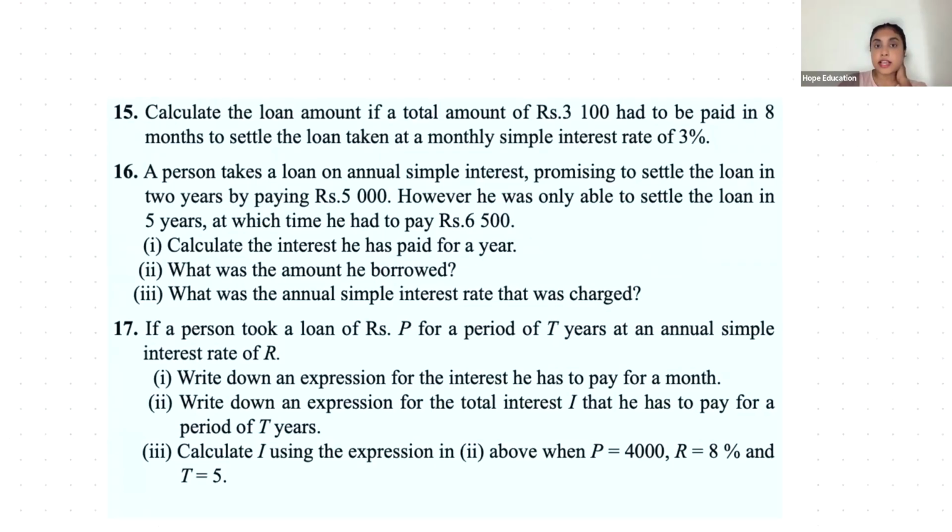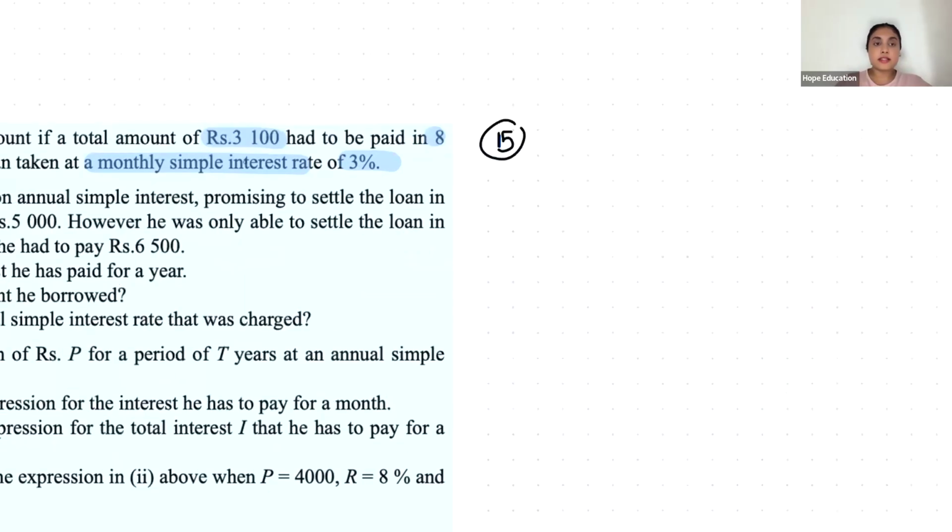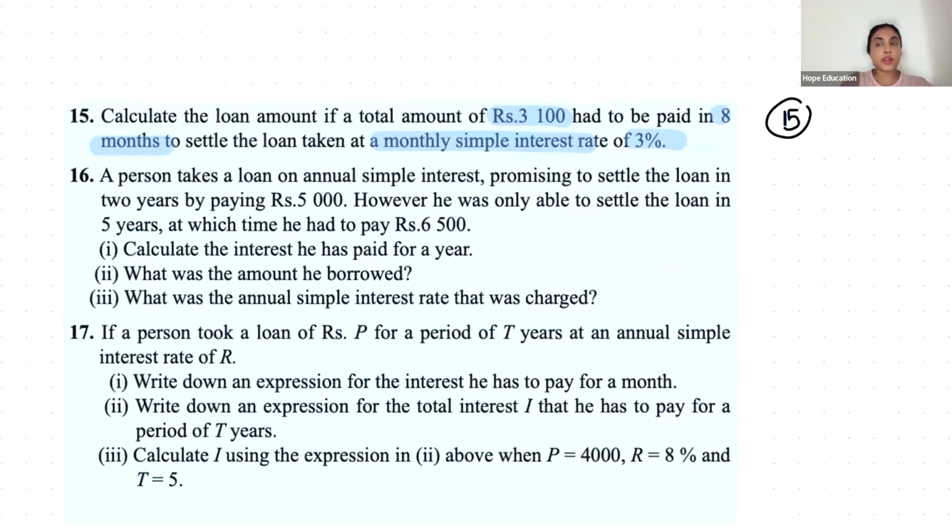Now here, the interest rate is a monthly interest rate, and that's 3%. The loan amount we don't know, but the total amount that has been paid is 3,100 within 8 months. So this is the 15th question. So if this is the total amount and we have to find the loan, can you all first tell me how do we do this?